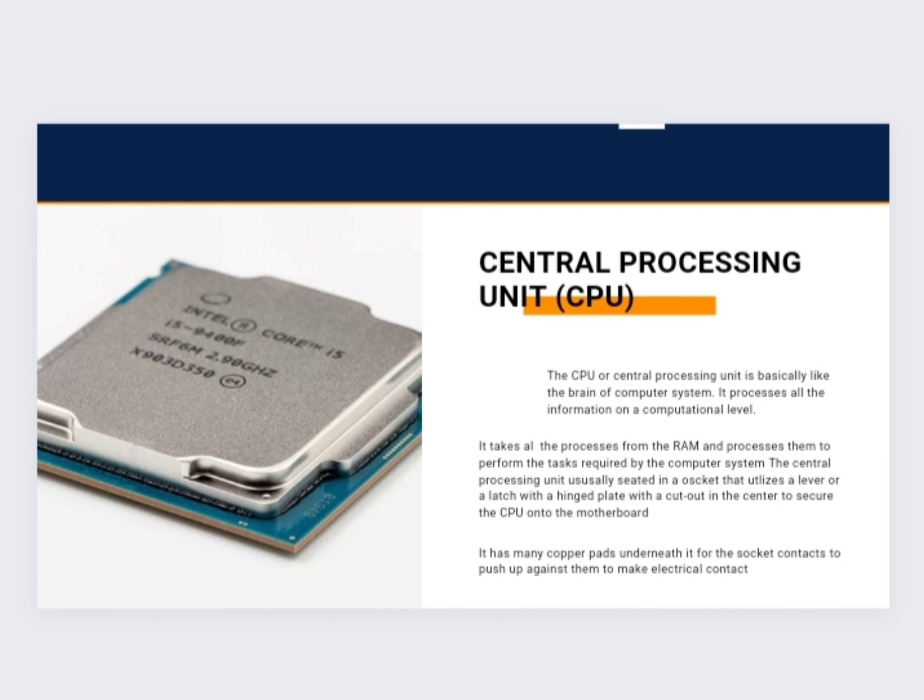The Central Processing Unit is usually seated in a socket that utilizes a lever or a latch with a hinge plate with a cutout in the center to secure the CPU onto the motherboard. It has many copper pads underneath it for the socket contacts to push up against to make electrical contact.